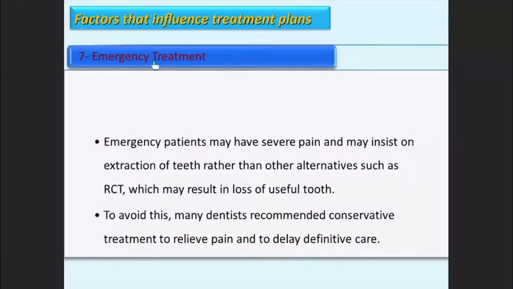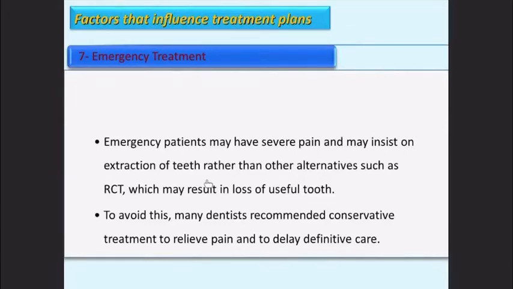Another factor is emergency treatment. See, emergency treatment also influences your treatment plan. Sometimes some patients might come to you with severe pain or acute infection, and the pain is so intolerable to them that they might ask you to go for extraction. The patient wants extraction. But when you examine the patient, you might feel that this tooth is restorable and you can go for an endodontic treatment and later go for a crown. So what you need to do in these circumstances is try to convince the patient, and do some emergency endo treatment to prevent the loss of the useful tooth, and then you can delay the other care to the patient.